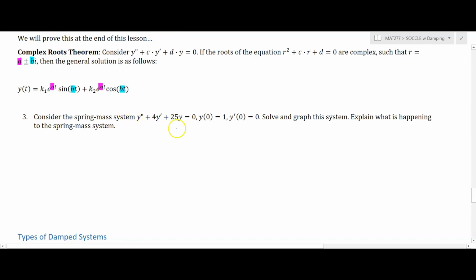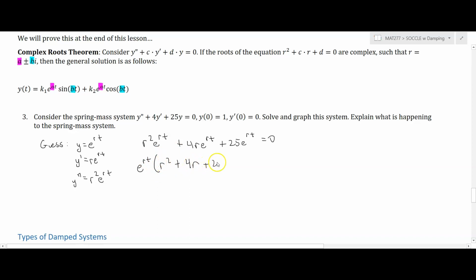So here we have y double prime plus 4y prime plus 25y equals 0. So again, our guess, just to see how this guess evolves, would be y equals e to the rt, so y prime equals r e to the rt, and y double prime equals r squared e to the rt. And when we plug these components in, we get r squared e to the rt plus 4r e to the rt plus 25 e to the rt equals 0. And again, you see we factor out e to the rt. This part's very consistent regardless of whether or not you're going to have real or complex roots. We just don't quite know yet.